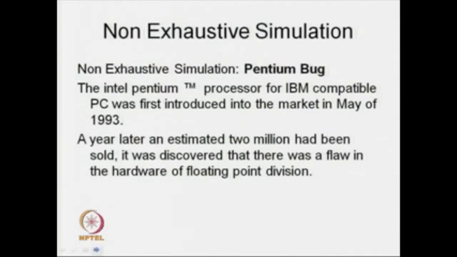A year later, an estimated 2 million had been sold. It was discovered that there was a flaw in the hardware of floating point division. See what is happening. They released the Pentium, it is upward compatible, whatever we can do with 486 can be done in Pentium, along with some additional features. The Intel design team designed it properly, tested it, and released the product. But after 1 year, an error was reported for floating point division only, which was there in 486 also.